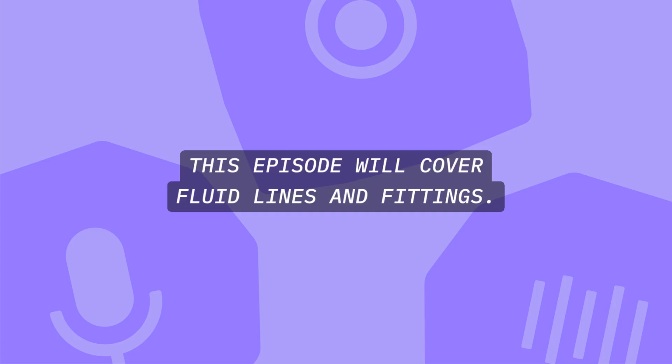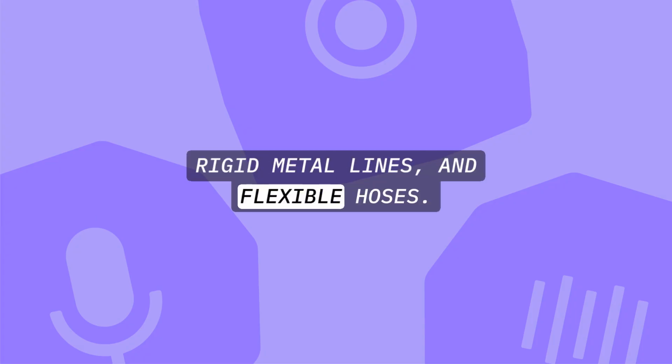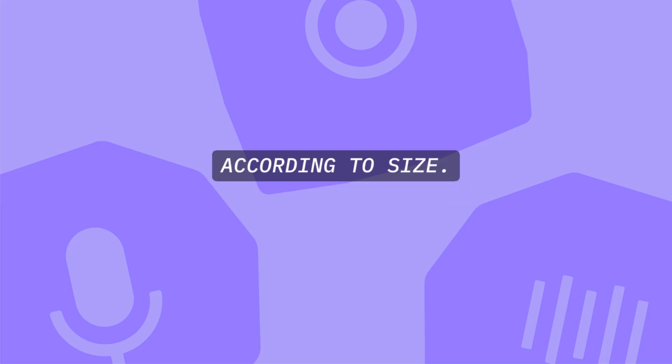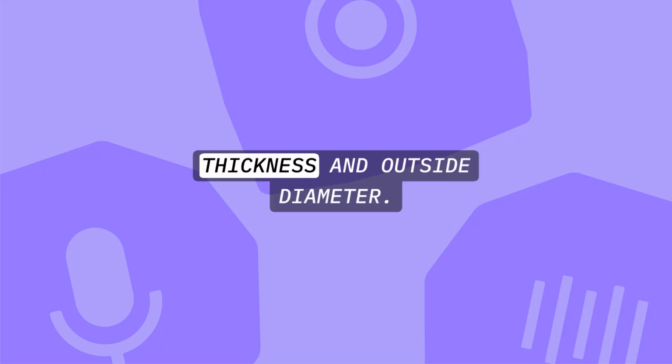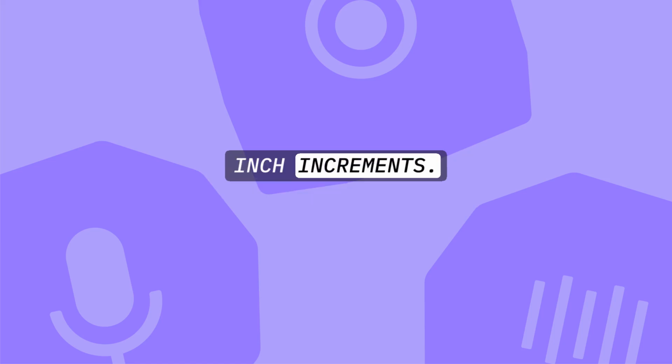This episode will cover fluid lines and fittings. What are the two types of fluid lines commonly found in aircraft? Rigid metal lines and flexible hoses. Describe the method of classifying metal tube according to size. Metal tubing is sized according to wall thickness and outside diameter. Outside diameter is measured in 1/16 of an inch increments.